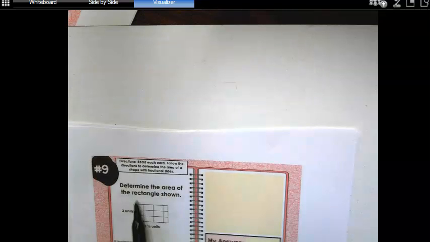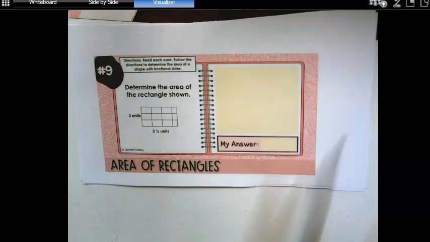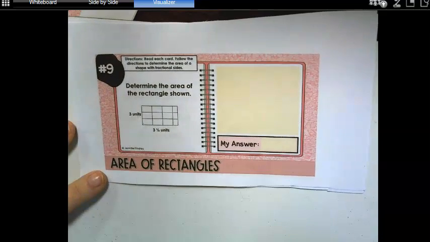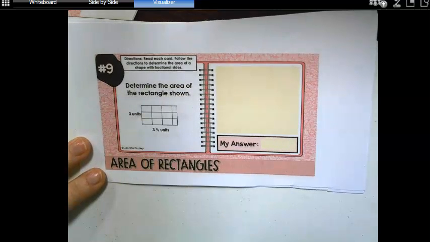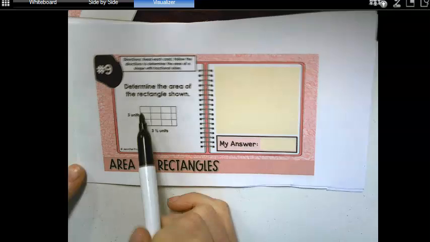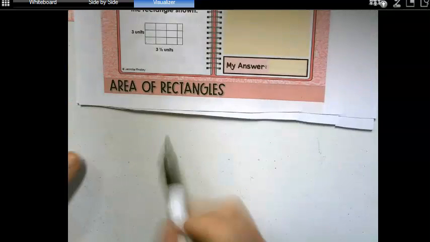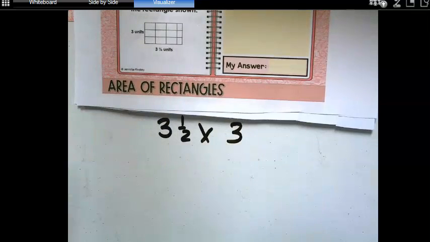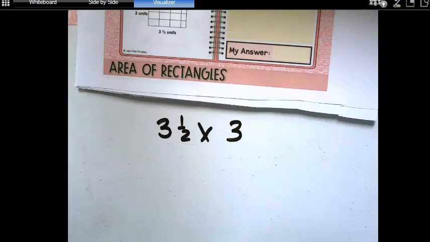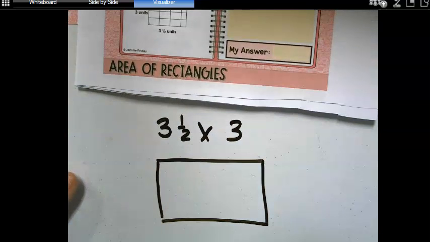In our next problem, we're going to determine the area of the rectangle that's shown. Now I can see that this rectangle has a length of 3 1/2 units, and it's shown by 3 whole units and a half of another one, and a width of 3 whole units. So I have the multiplication problem, 3 and 1/2 times 3.